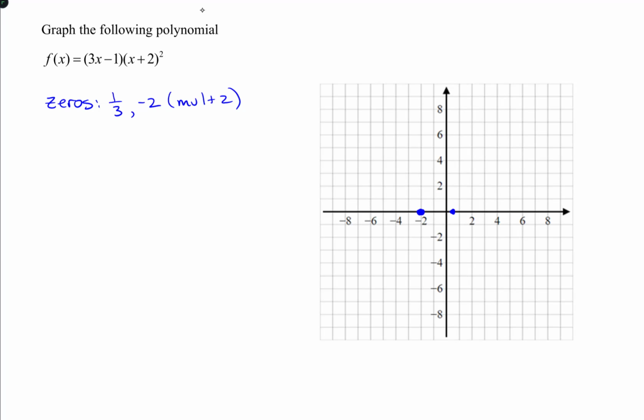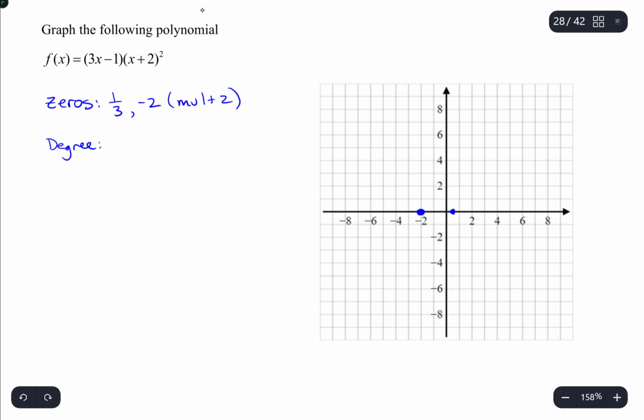So let's see about the end behavior. The number of zeros that we have indicate the degree of the polynomial. So I have two distinct zeros, but because one of them is multiplicity 2, that gives me a total of 3 zeros overall, which is an odd number. The leading term coefficient here, it's not written, but it's sort of understood to be a positive one.